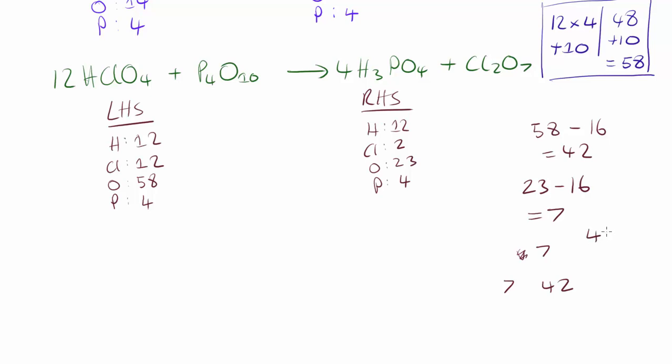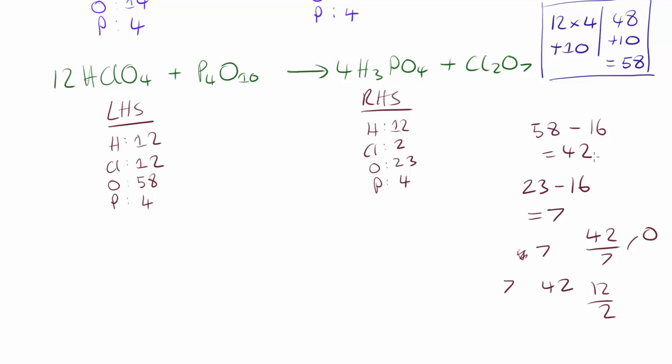And you can see 42 divided by 7 will tell us that, as will in the case of chlorine, 12 divided by 2. In both cases, what's the number that we get? Of course, in both cases the number we get is going to be 6. Okay, so our multiplier is 6.